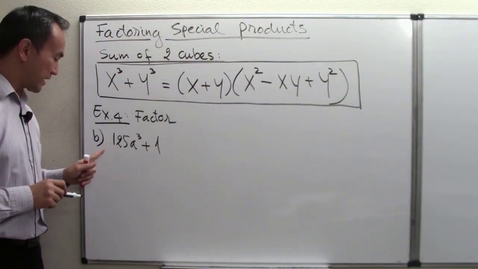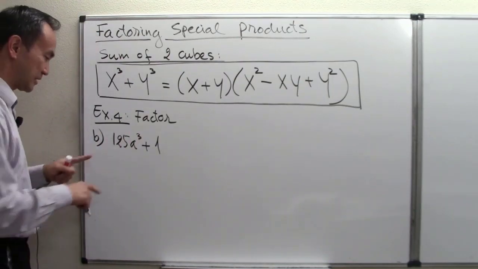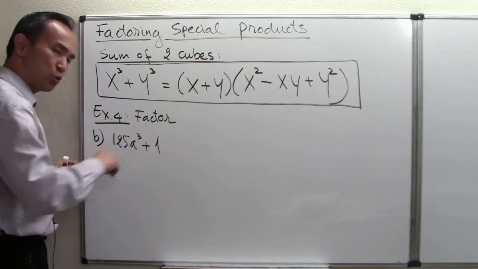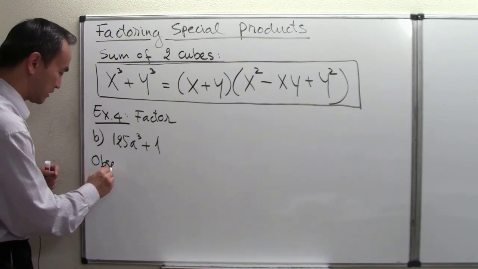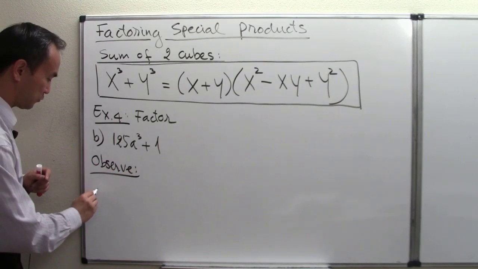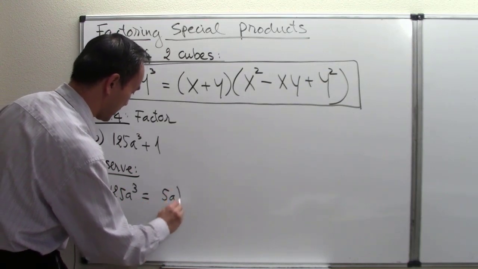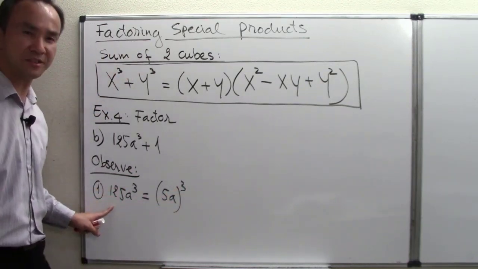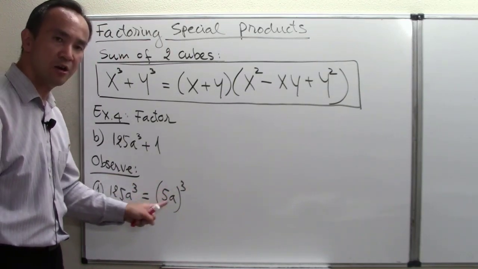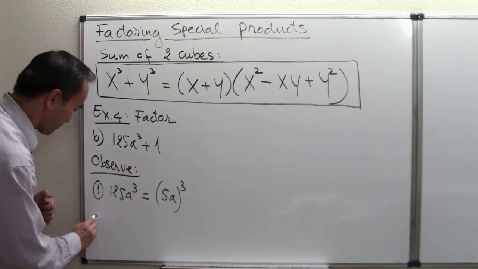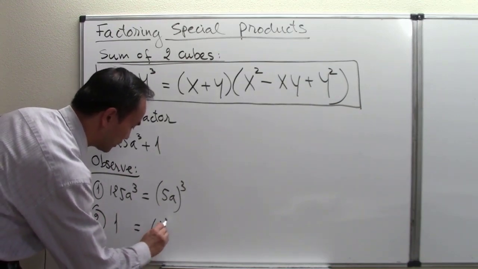All right, let's look at part B of the current example, just another problem for us all to try. So we have 125a cubed plus 1. What I'm seeing as observation to our problem: 125a cubed is understood as 5a all cubed. 125 itself is 5 cubed, and then a cubed, so 125a cubed is 5a all cubed. The second term, 1, is understood as 1 all cubed.